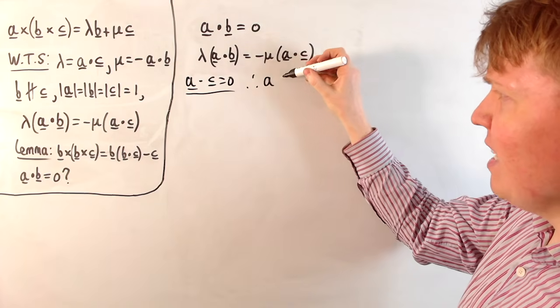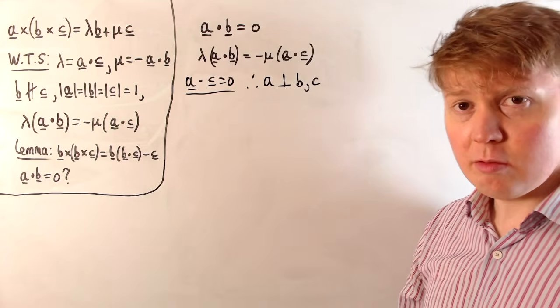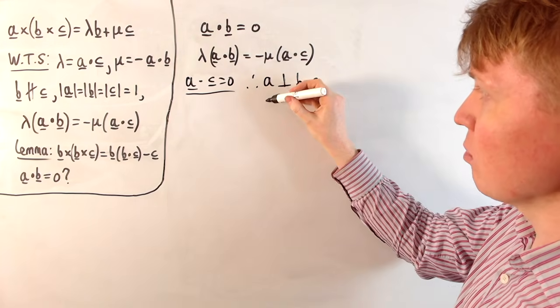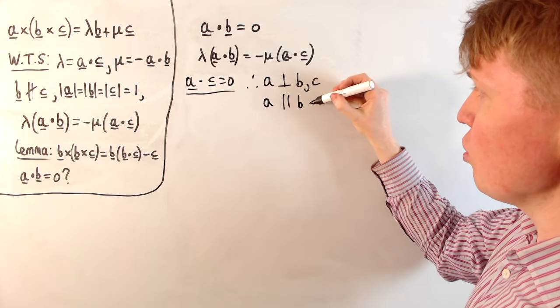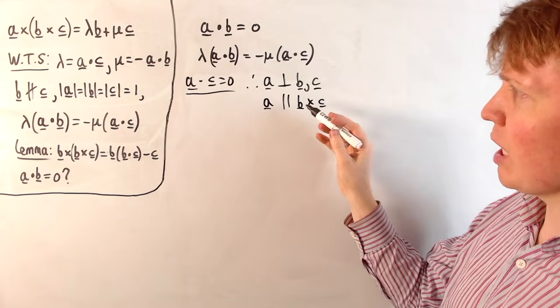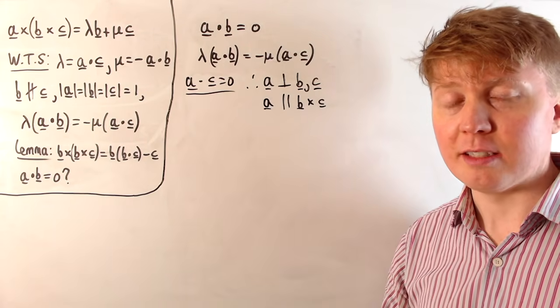So if A is perpendicular to both B and C, let's think about what this means. This means that A is going to be parallel to the cross product of B and C. So we've got A is parallel to B cross C, because the cross product of B and C is just a vector which is perpendicular to both B and C, so it has to be parallel to A.